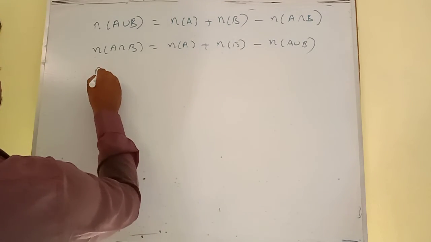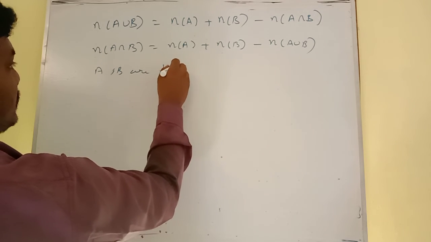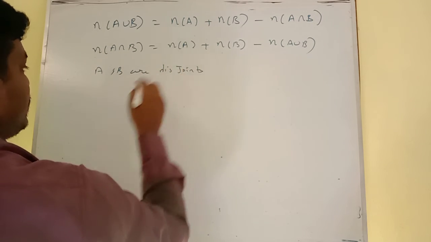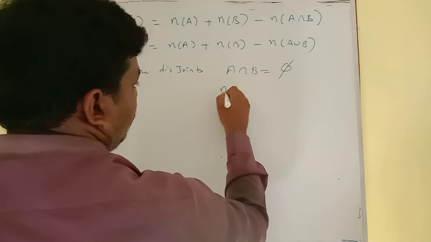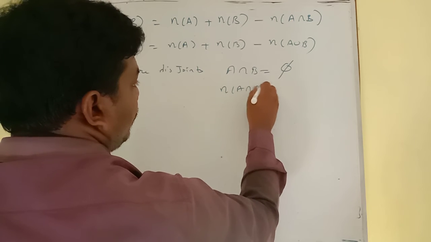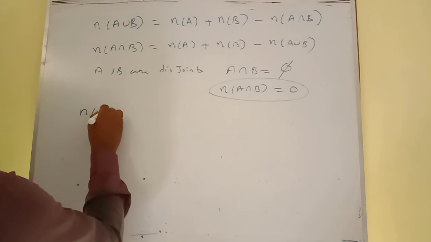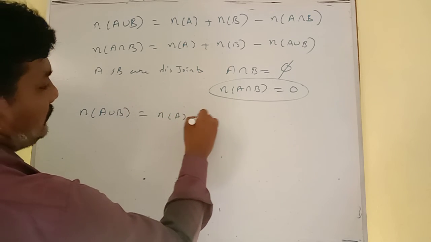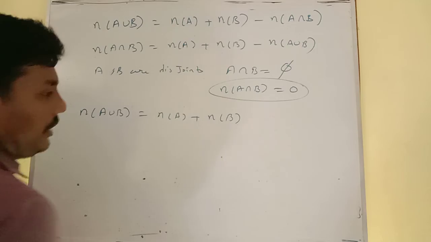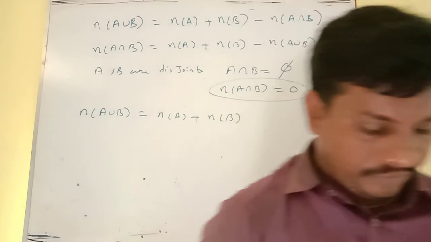Next, if A and B are disjoint, that means A intersection B is equal to the null set, then n of A intersection B is equal to 0. In this case, n of A union B can be written as n of A plus n of B.